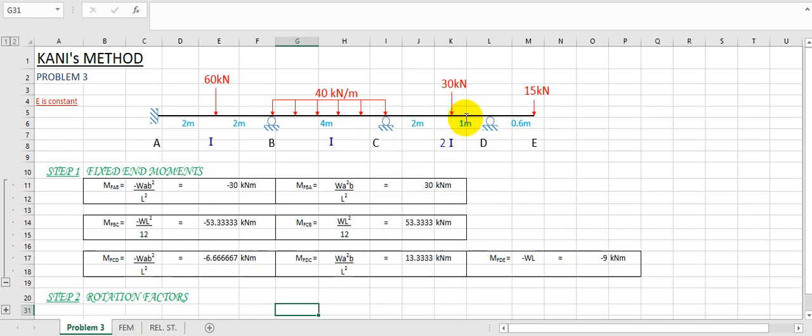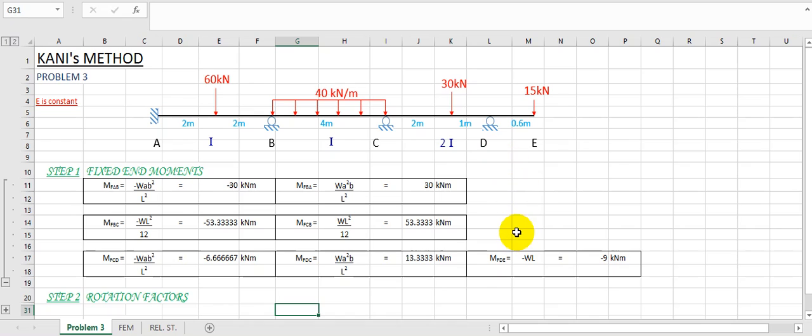MFCD is equal to minus W A B square by L square, where W is 30, A is 2, B is 1, and L is 3. Alright, and it is equal to minus 6.6667 kilonewton meter. And MFDC is equal to W A square B by L square, where W is 30, A is 2, B is again 1, and L is 3, and it is equal to 13.333 kilonewton meter.